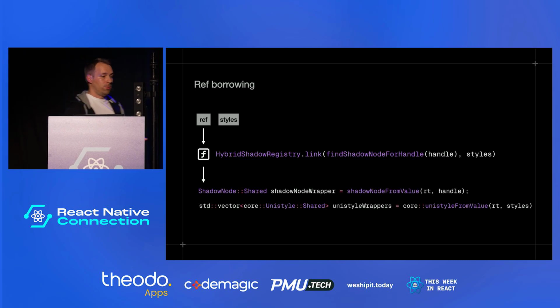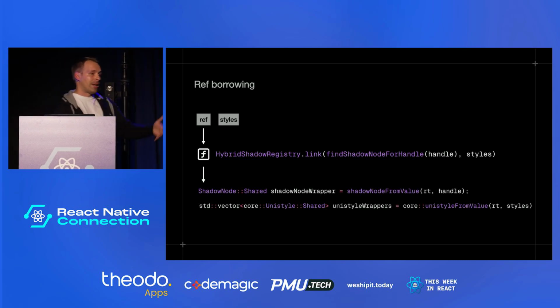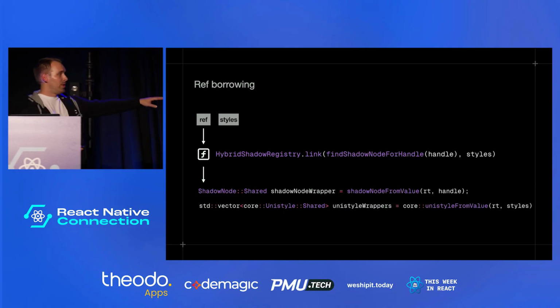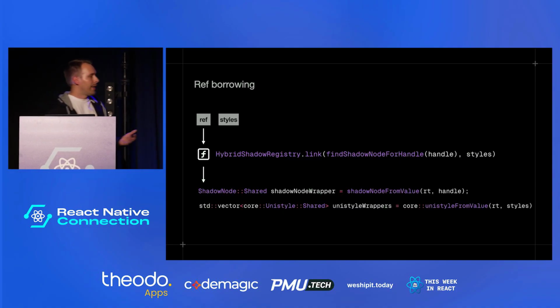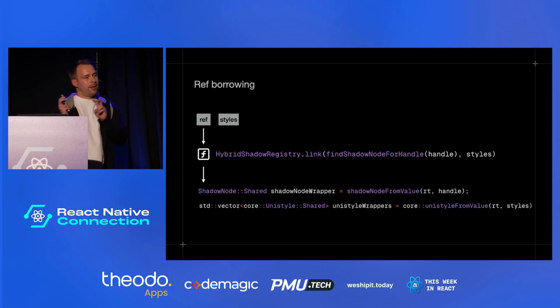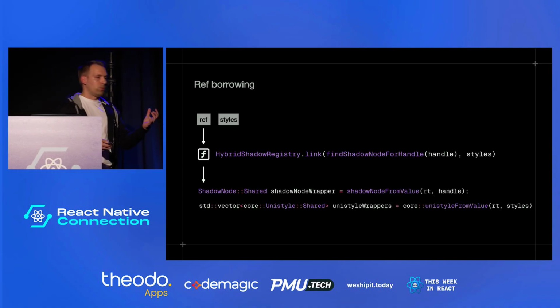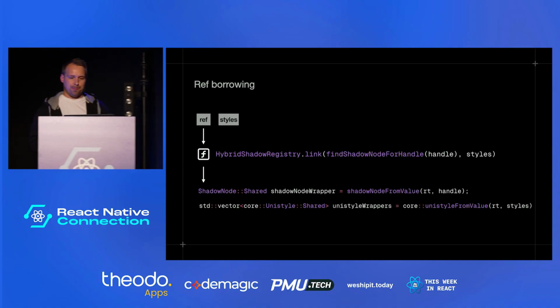And actually, I do the same with the Unistyles. So as you remember, I also attach JSI native state. So this is my custom function, and I can grab multiple. So std vector is like an array on the C++ side. So I can get all the Unistyles, and I can access all the pointers to my styles.